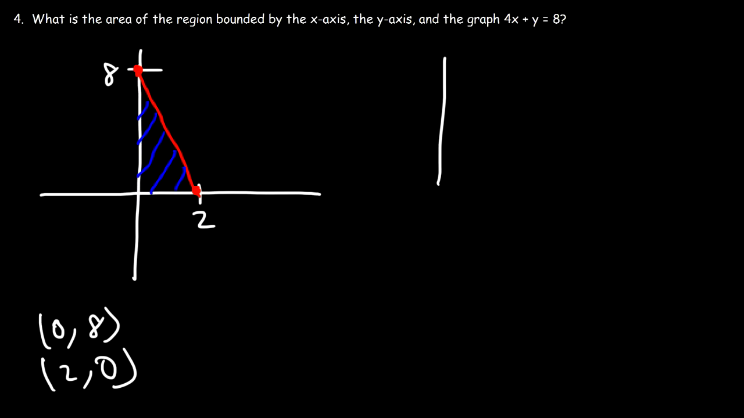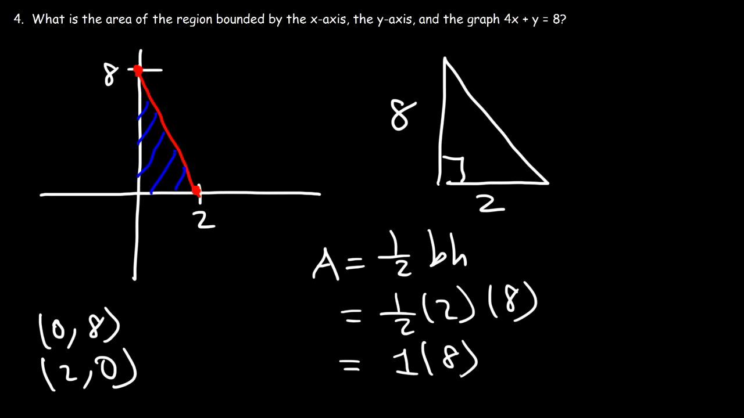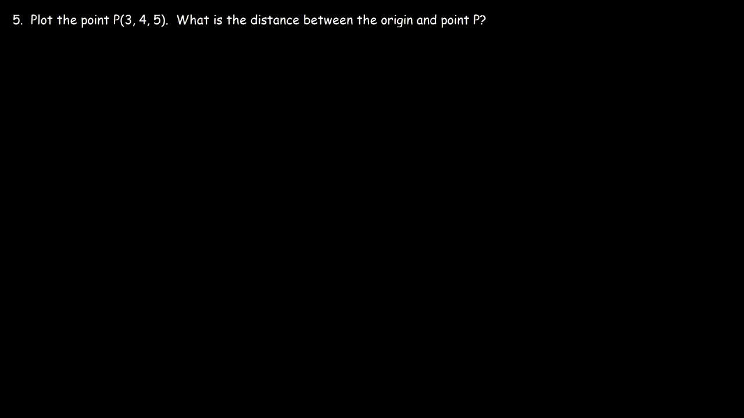So we have a right triangle with a base of 2 and a height of 8. So the area of this triangle is 1/2 base times height. So it's half times 2 times 8. Half of 2 is 1. 1 times 8 is 8. So that's the area of the shaded region. It's 8 square units.